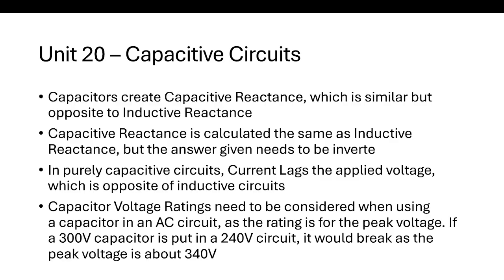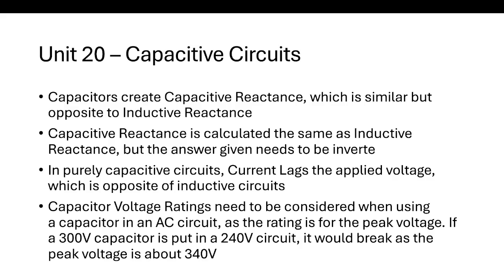Okay. Capacitive circuits. Capacitors create capacitive reactance, which is similar but opposite to inductive reactance. It's calculated the same, but the answer you get when you calculate it, when you do the 2 pi fc, you need to then invert it, because otherwise you're going to be left with a very small number. In purely capacitive circuits, current leads the applied voltage, which is opposite of the inductive circuits. I think that's correct.